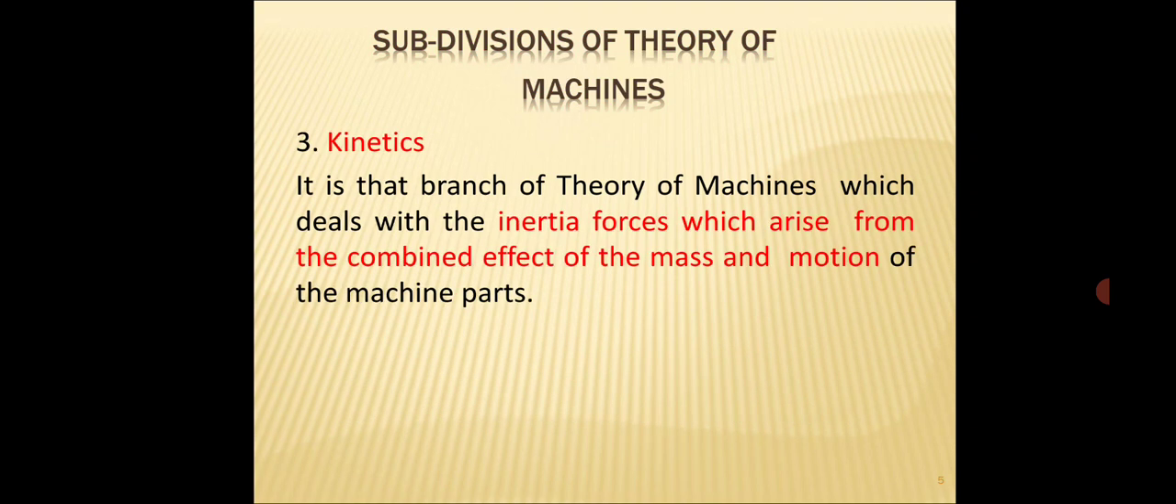And the next is kinetics. It is a branch of the theory of machines which deals with inertia force, which arises from the combined effect of the mass and motion of the machine parts. Here, what does inertia force mean? It is a type of force which arises due to the acceleration or deceleration of the body.